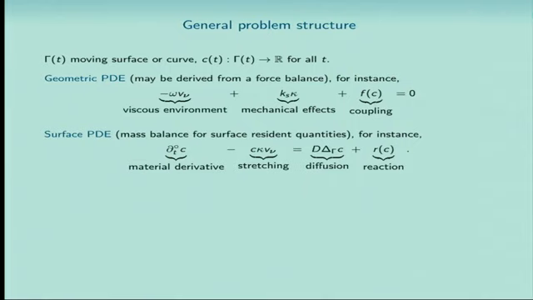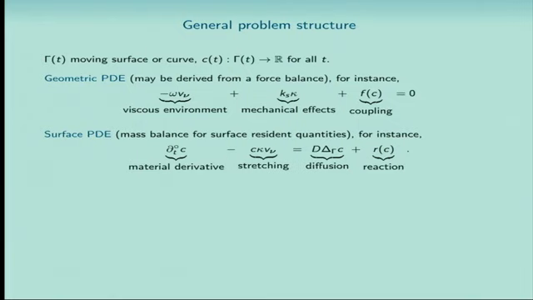I said we have a geometric equation. So we've got a moving surface or a curve denoted by Gamma of t, and we have some quantity c of t on that moving surface. First, the surface is evolving. A priori we don't know what it is. We have to compute it. So it's given indirectly by a geometric PDE, which could look like this in the simplest case.